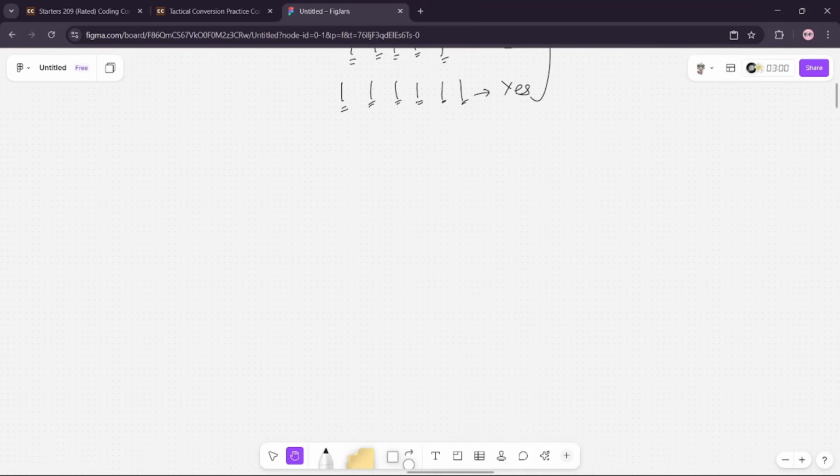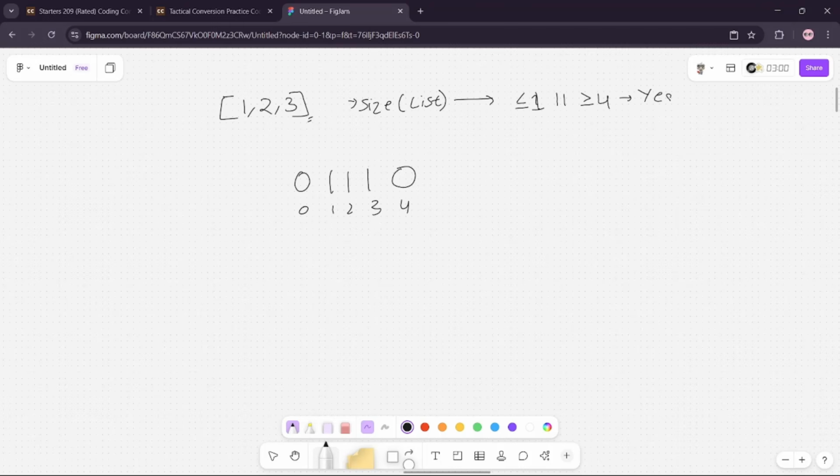So what we'll try to do is we'll try to store the indexes of our given string into a list. Let's say if I have a string 0, 1, 1, 1, 0. The indexes are 0, 1, 2, 3, and 4. Now if I store the indexes of all the ones into a list, can I determine how many ones I have inside a given string? It is going to be the size of my list. So if my size of the list is less than or equal to 1 or greater than or equal to 4, the answer is always going to be yes.